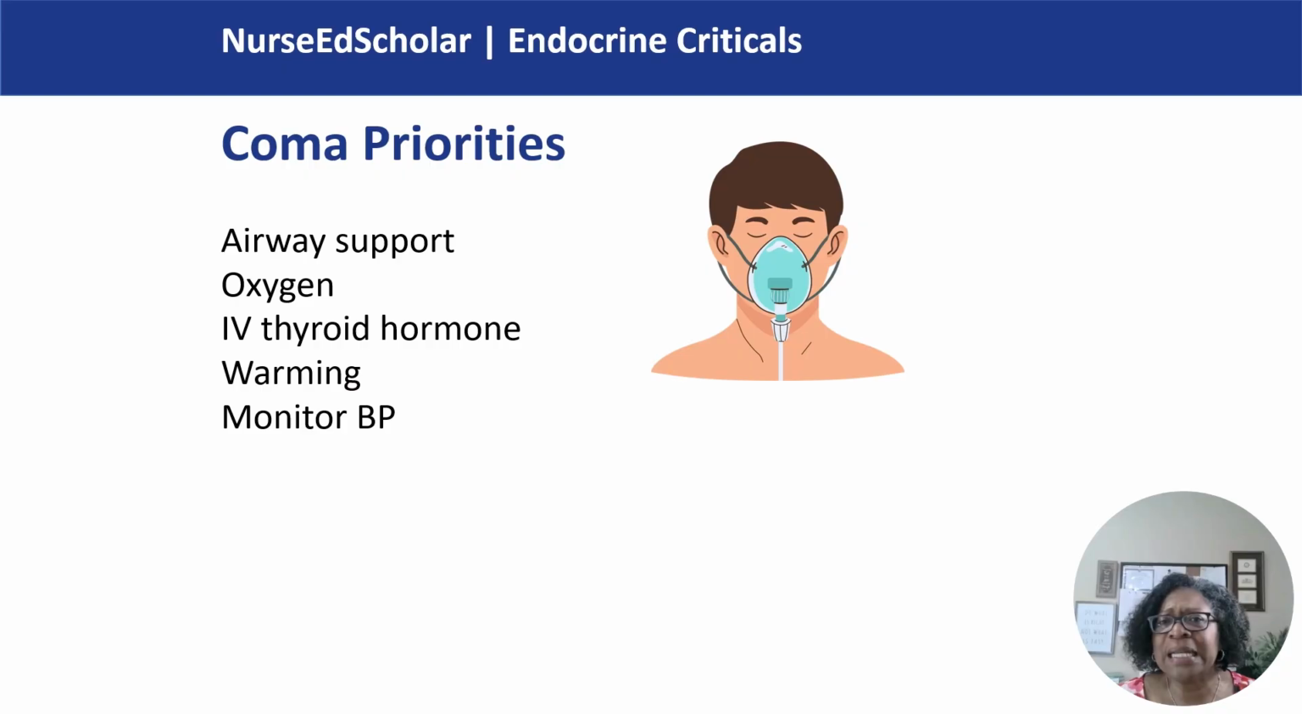So if on the NCLEX one question is, the patient needs warming, you should say, okay, that's myxedema coma. And if it asks, a patient needs cooling, then you should say, okay, that's the patient going through thyroid storm.